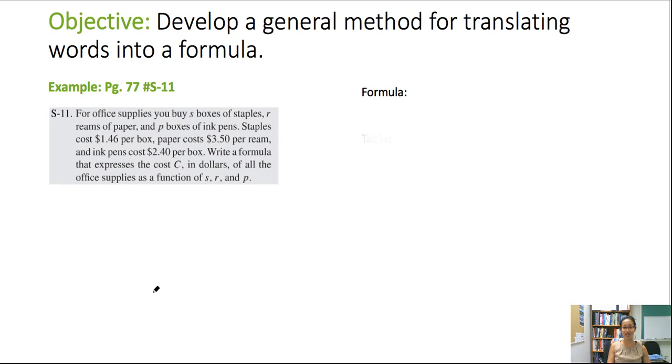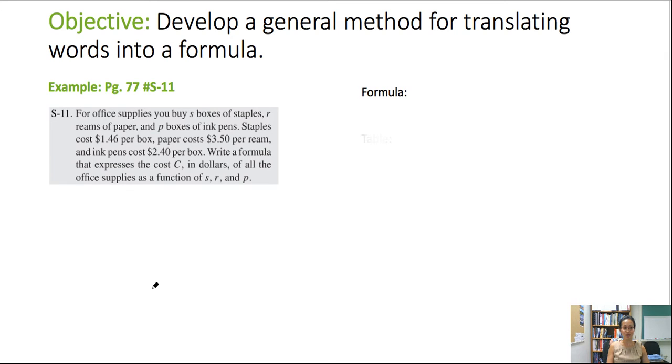Let's take a look at another problem where we're given a word problem and we want to translate the information that we're given into a formula. So let's take a look at page 77, problem S11. Here we're looking at purchasing office supplies.